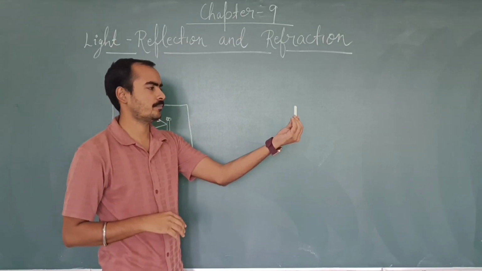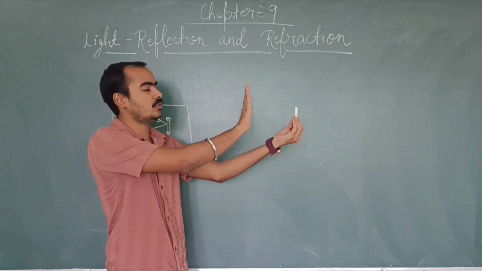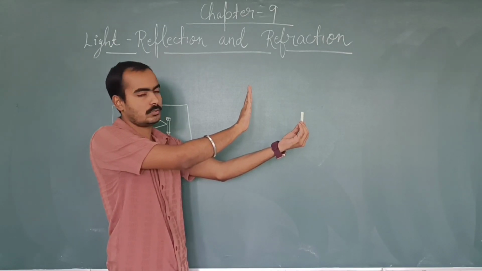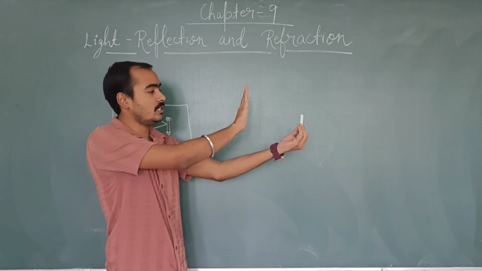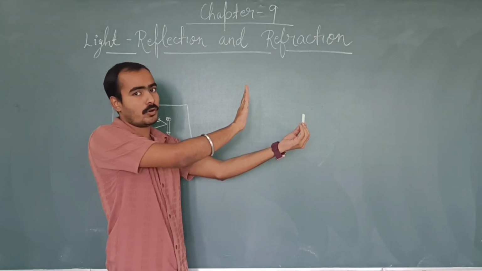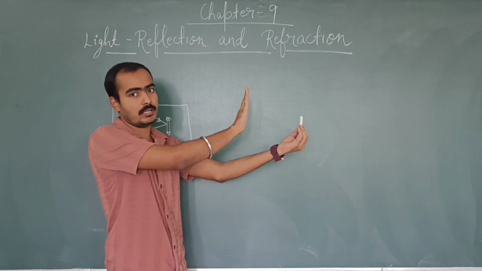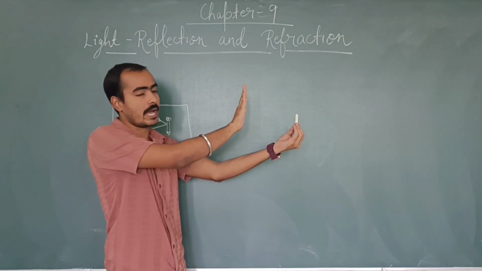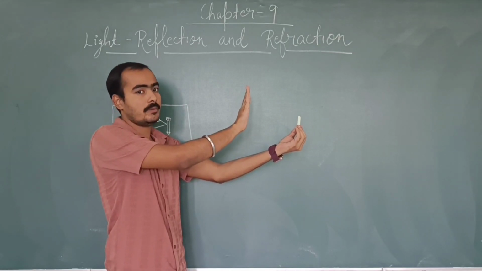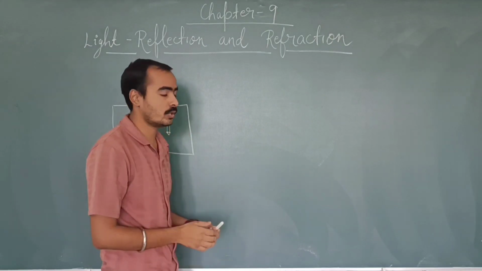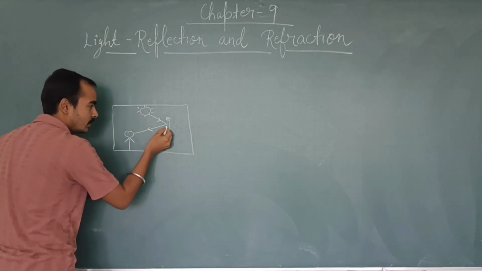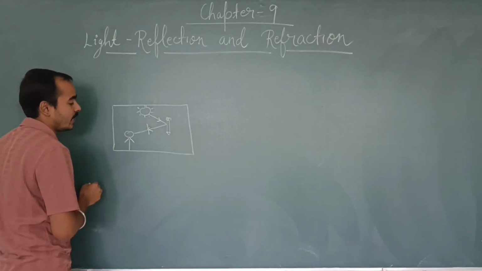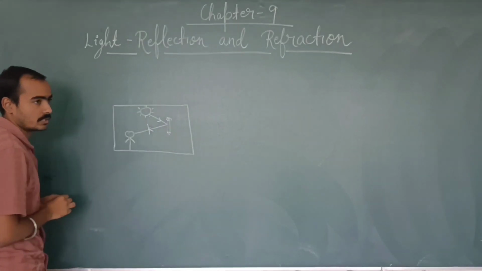But what will happen if I put my hands in between this chalk and my eyes? I will not be able to see the object or the chalk. Why? The reason is the light is still falling on the chalk and the reflection is happening, but that reflected light is not reaching my eyes, and that's why I am not able to see the chalk. Okay? So when this reflected light can't reach our eyes, we are not able to see this object.